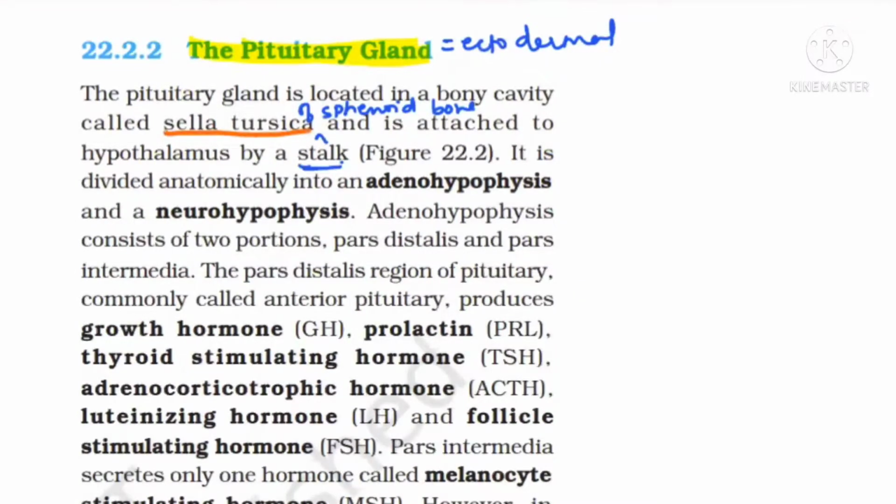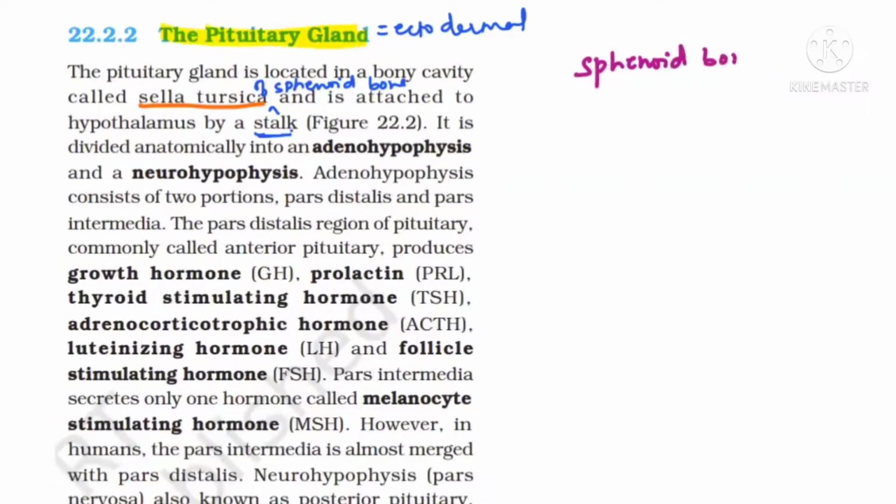So I'm just writing it here. So bone is sphenoid bone. And the cavity in which the pituitary gland is present is known as sella turcica. Clear? And it is attached to hypothalamus by a stalk. That stalk is known as infundibulum.